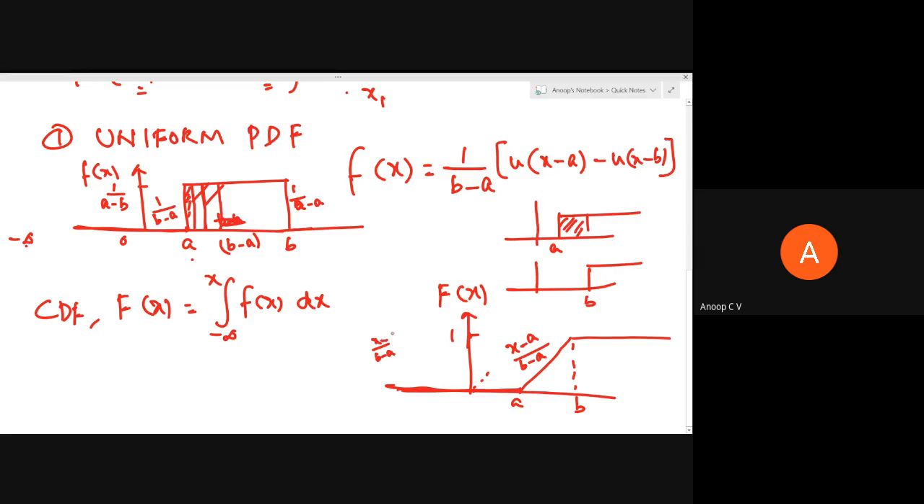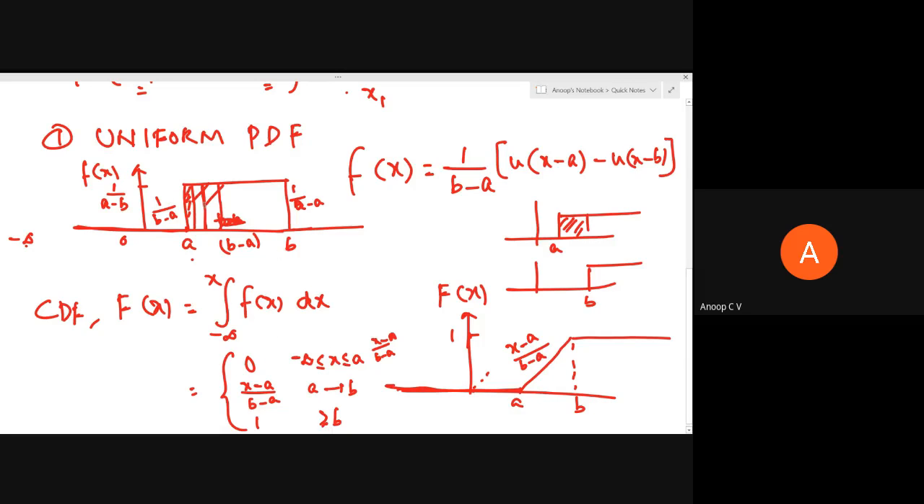So instead of x, we have x minus a. So this integration part I'm not doing, right? If you integrate it, for sure you will get a result like this. Maybe I can write it. It will be equal to 0 for minus infinity less than or equal to x less than or equal to a, and it will be equal to (x minus a) by (b minus a) for a to b, and it will be equal to 1 for x greater than or equal to b.